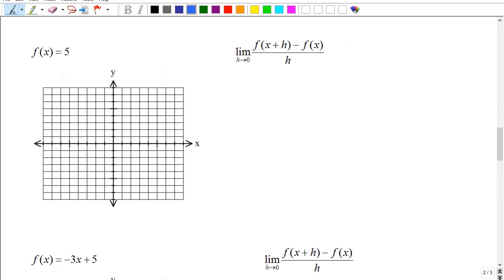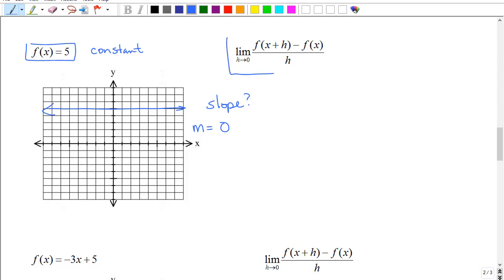So let's go back to basics. What if we were to graph f of x is equal to 5? Well, hopefully you remember that that is a horizontal line. So what is the slope of a horizontal line? You should remember that the slope of any horizontal line is 0. In other words, this is a constant, because a number without a variable is just a constant. That slope would be 0.